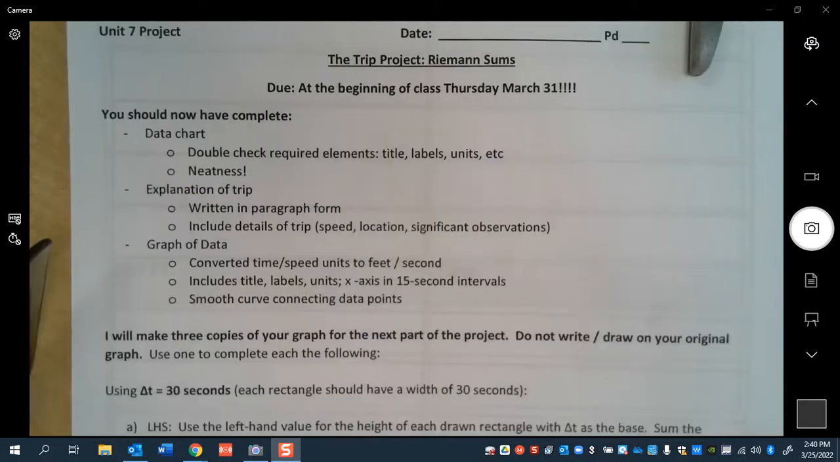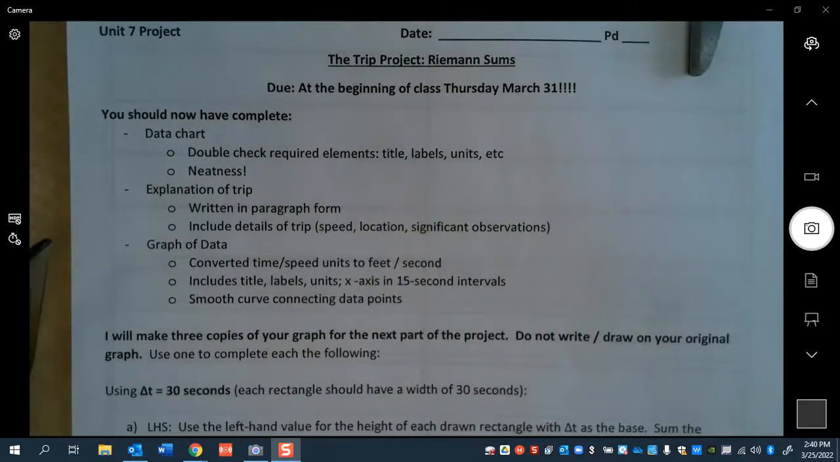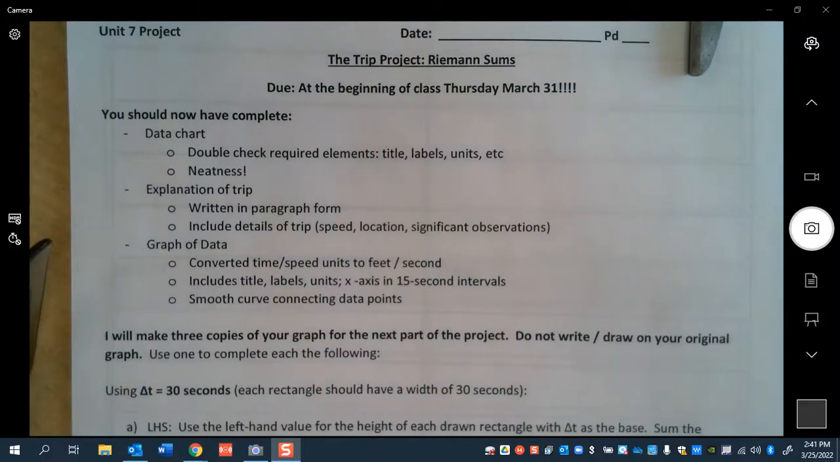It's on video. By this time, your data chart, which was due a while ago, if you need to rewrite it, feel free. Make sure that it has the title, the labels, the units, etc. Neatness does count. Your explanation of your trip has to be in paragraph form, with capital letters and punctuation and real spelling and all that fun.